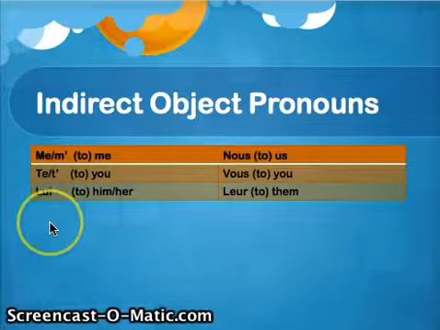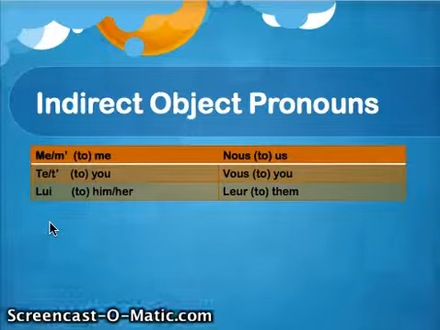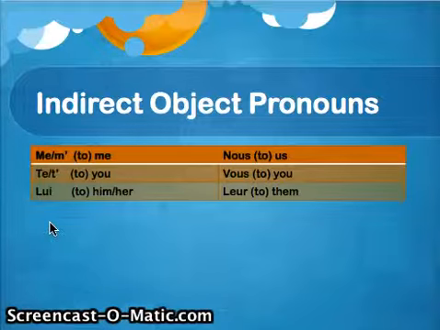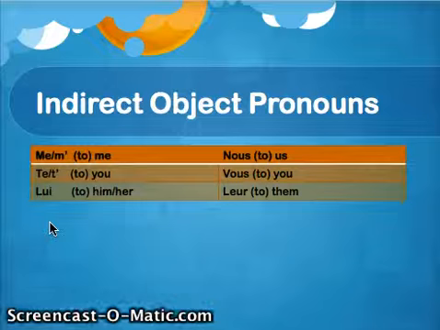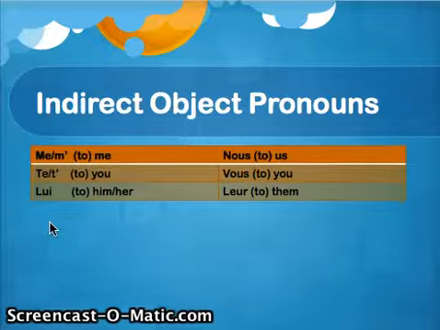If I change it to a third party and say I give him or I give her a gift, it would be je lui donne un cadeau. Je lui offre un cadeau. Je lui donne de l'argent. Je lui écris ou je lui envoie une carte. All of these verbs are verbs that have to also be used with indirect object pronouns. Okay?